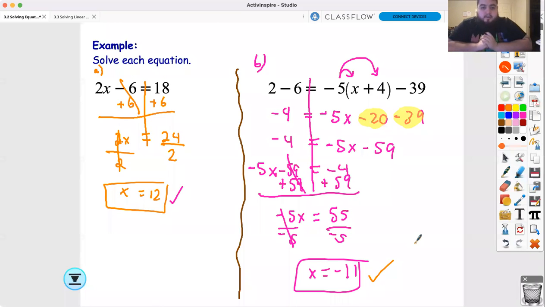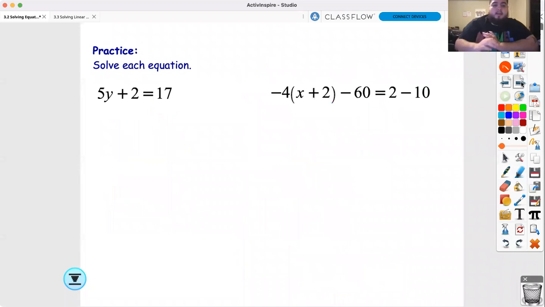So any questions on the steps that we took here, guys, for A or B? Any questions whatsoever? No. All right, let's see how you guys do on the practice problems. Good luck. I'm gonna go ahead and give you guys 3 minutes.